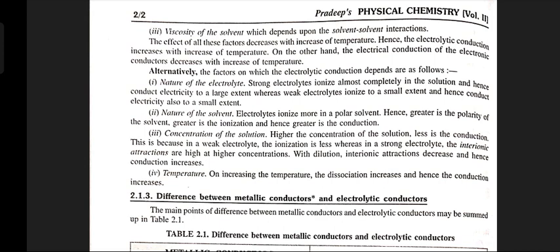The concentration of the solution. Higher the concentration of the solution, less is the conduction. This is because in a weak electrolyte the ionization is less, whereas in a strong electrolyte the interionic attractions are higher at higher concentration. With dilution, the interionic attraction decreases and hence the conduction will increase. Temperature. On increasing the temperature, the dissociation increases, hence the conduction increases.